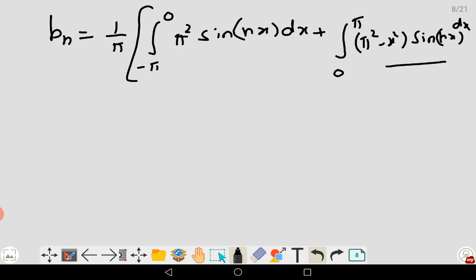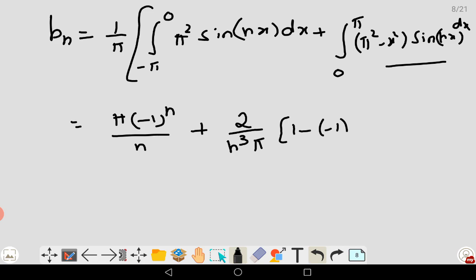Here you can use integration by parts. You can directly integrate this first part, and the answer you can check as pi times minus 1 to the power n over n plus 2 over n cube pi into 1 minus 1 to the power n, isn't it? Now we substitute all these terms in the function f of x.